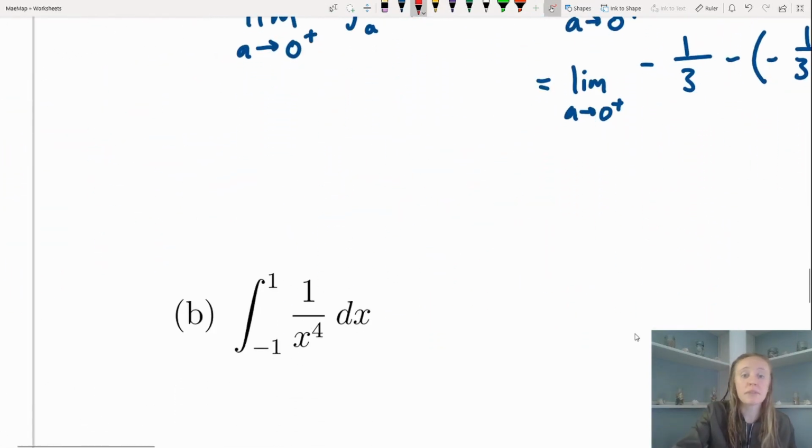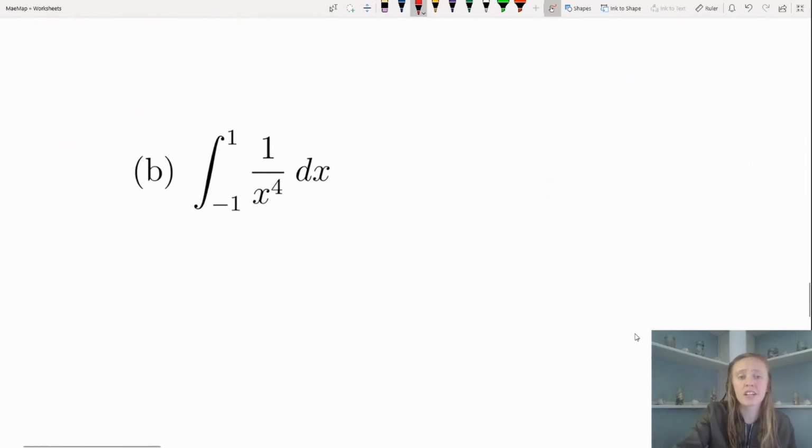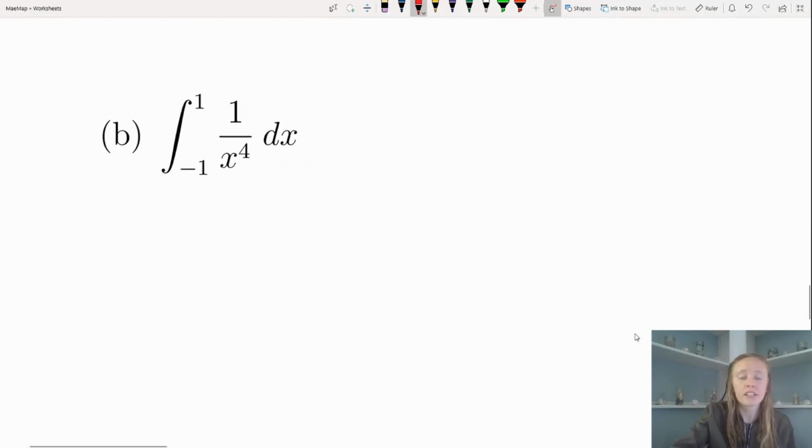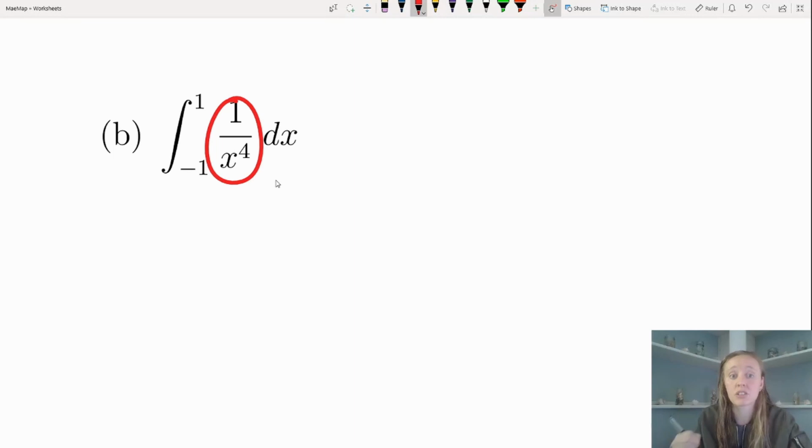And let's take a look in part B. I have the same integral just to make it a little bit easier on ourselves to make this worksheet go faster, but now my bounds go from negative 1 to 1. Is there anything within this interval that I cannot plug in? Well, yeah, 0 is still in that interval. I can't plug 0 into my integrand, therefore it needs to be set up as an improper integral.